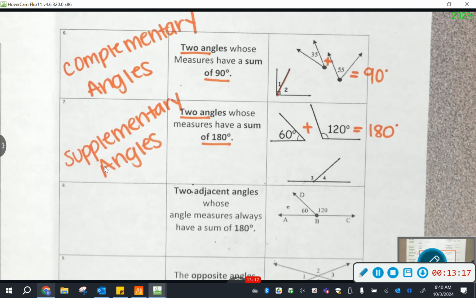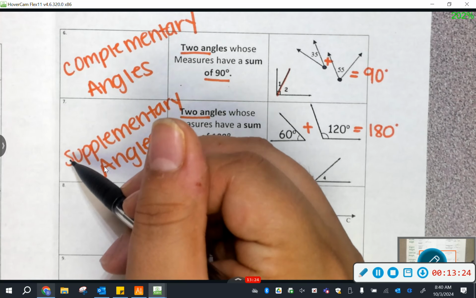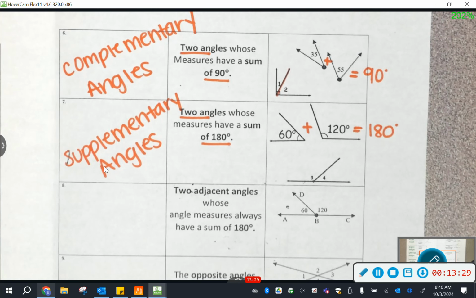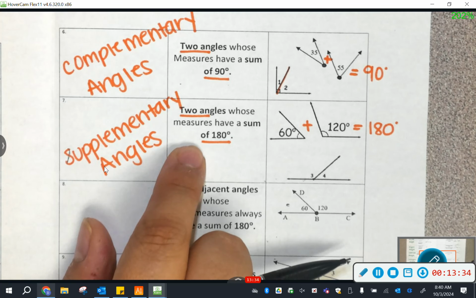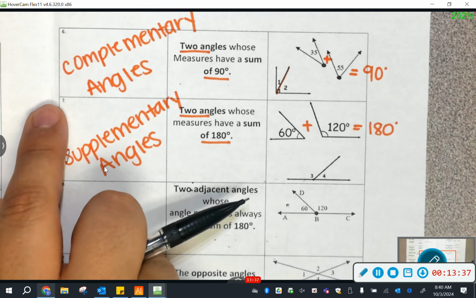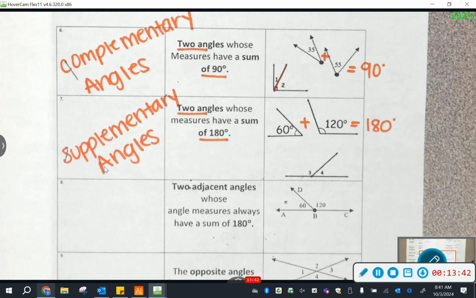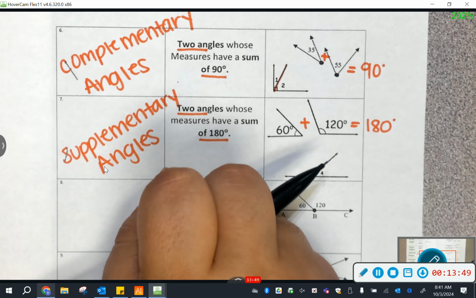Y'all ready? Look up, please. Supplementary. Starts with an S. What can I do with an S? I can make it into an 8. Supplementary adds up to 180. Complementary starts with a C. I can make it into a 9. Complementary adds up to, and look, it even has 90 right there. So complementary means 90. Supplementary means 180.